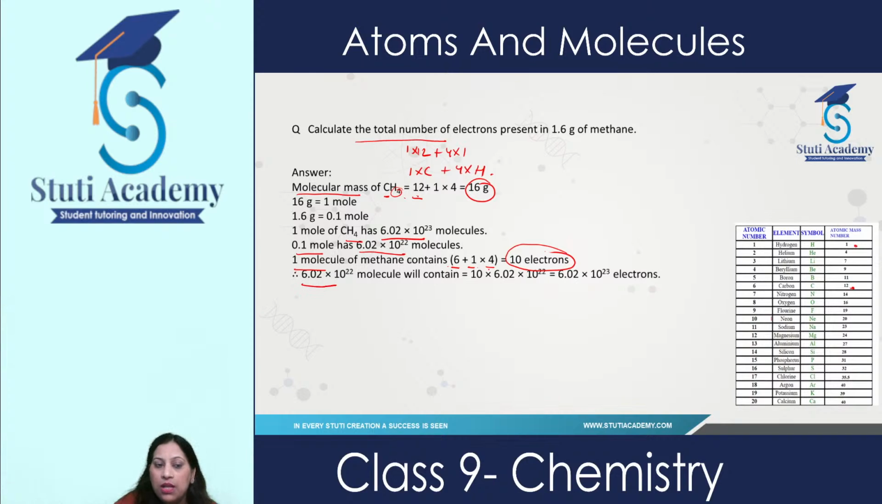Now, this 6.022 into 10 raised to power 22 molecules will contain 10 into Avogadro's number. Just simply multiply this with Avogadro's number. So this much of electrons are present in this, because this is equivalent to 1.6 gram. So, I hope this question is clear to you, how you will find out the number of electrons.